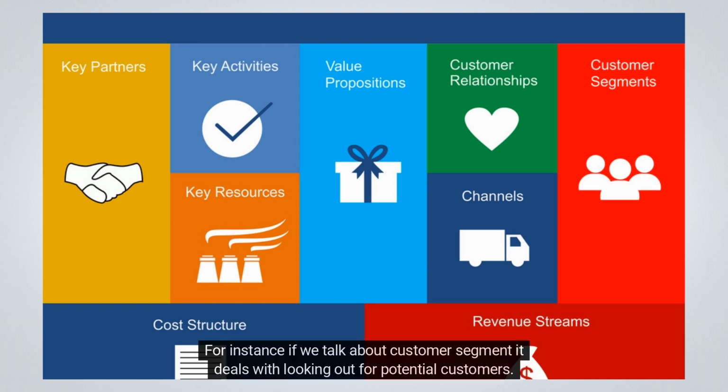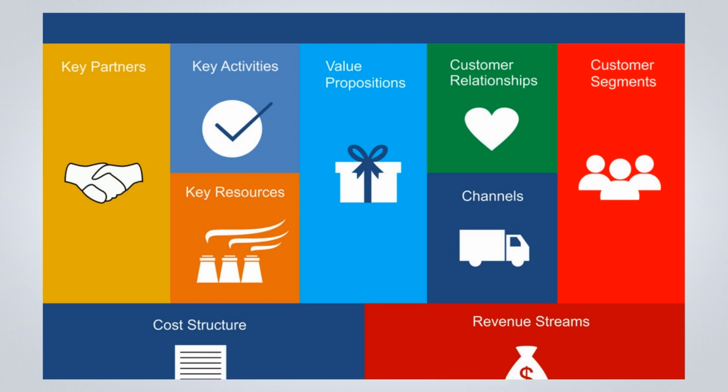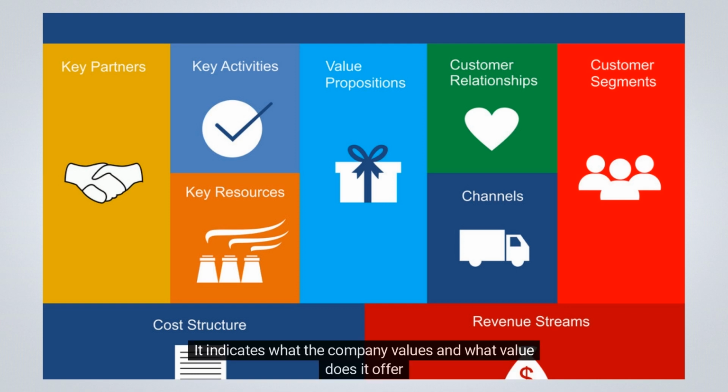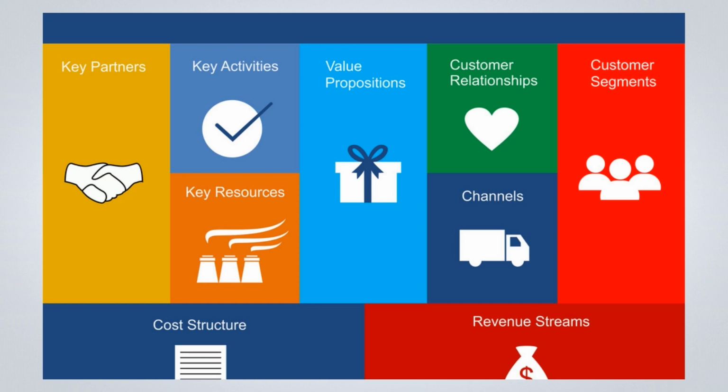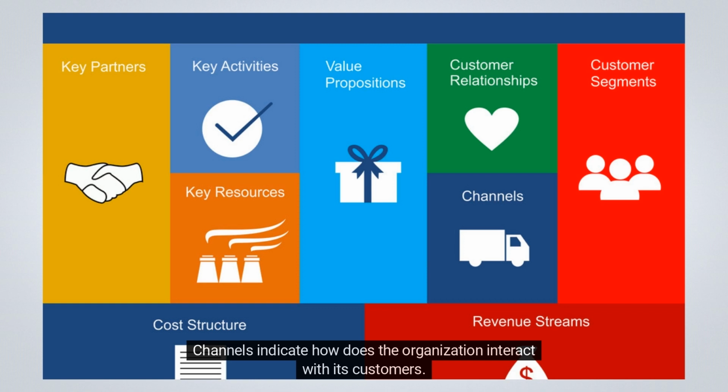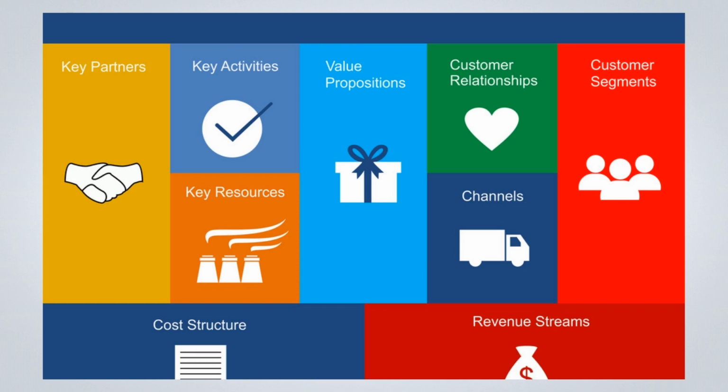For instance, if we talk about customer segment, it deals with looking out for potential customers. Then comes the value proposition. It indicates what the company values and what value it offers. This leads to the next part, which is channels. Channels indicate how the organization interacts with its customers.